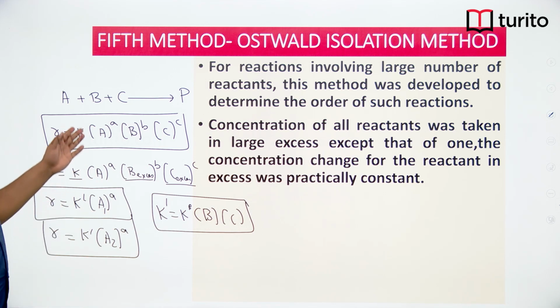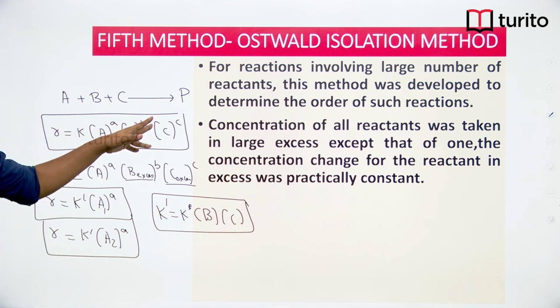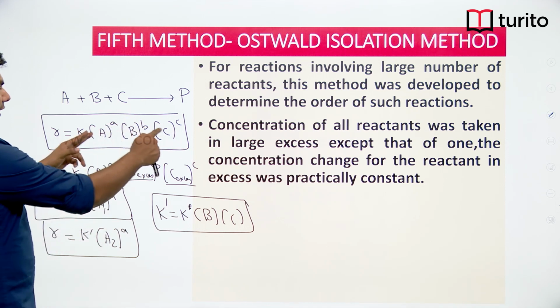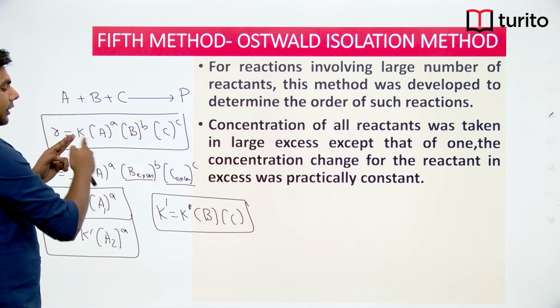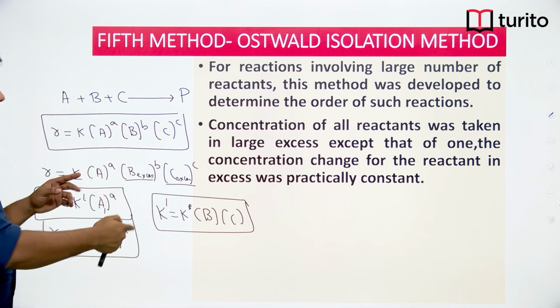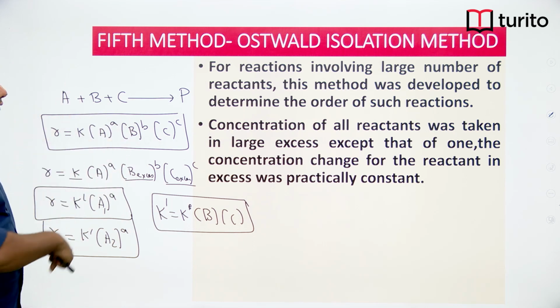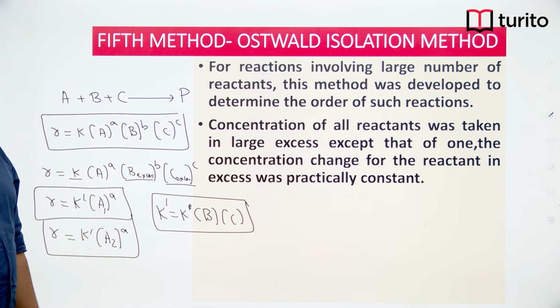Similarly, you take A and C in excess. When A and C are taken in excess, their concentration would be practically constant. So we can say that they are constant, and multiplying this constant would result in another constant, and the concentration of B can be varied. So you will get again two equations, just divide them, and you will get the order with respect to B.